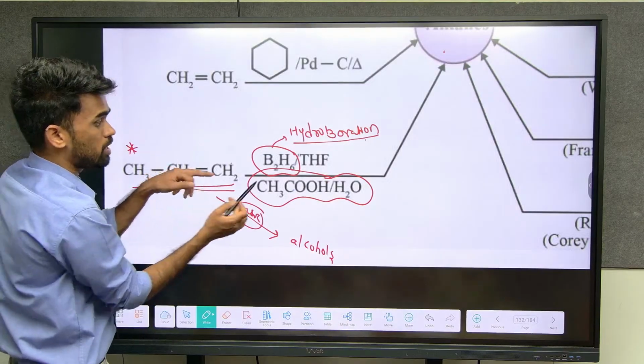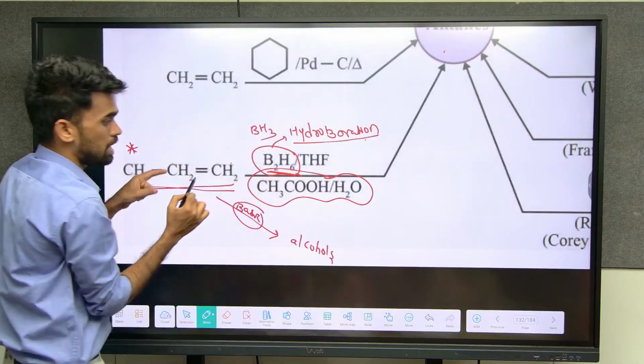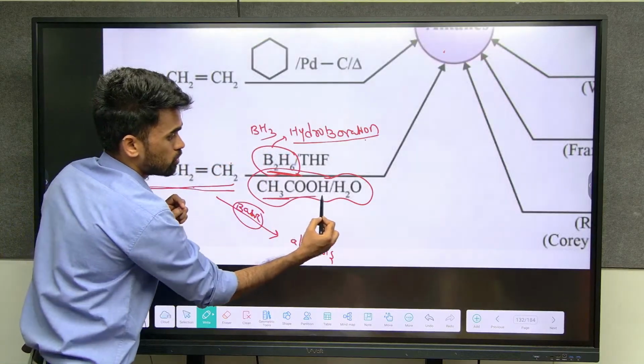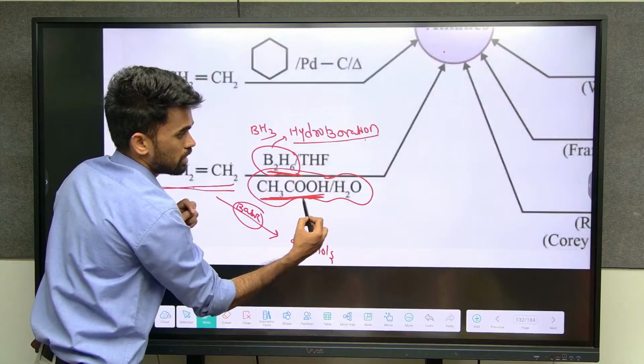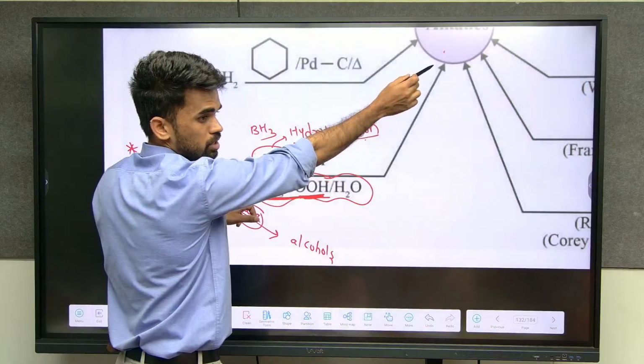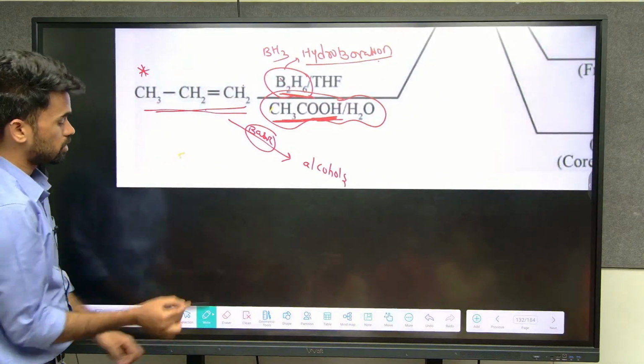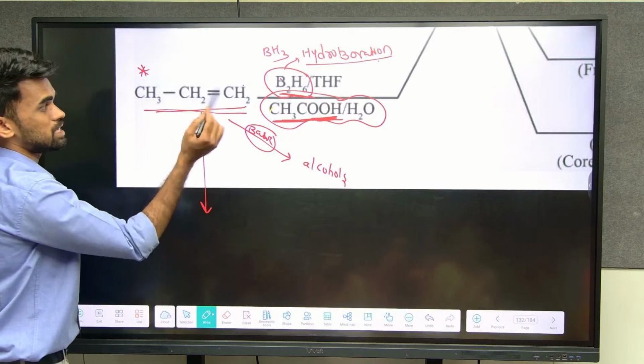But here you remember, whenever you see B2H6 or BH3 with alkene, what is this compound, you tell me? Acid only, no? It means you are doing hydroboration in acidic medium. So what is the product formed? Alkane. For example, how many carbons are there here? 3 carbons. What is the respective alkane?